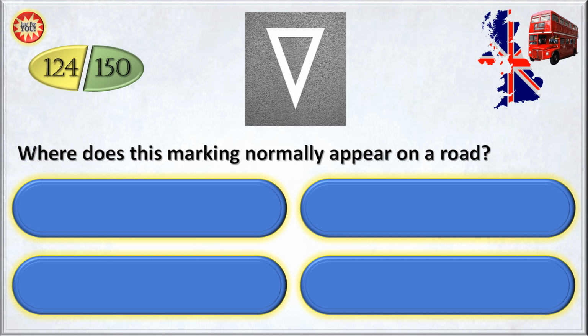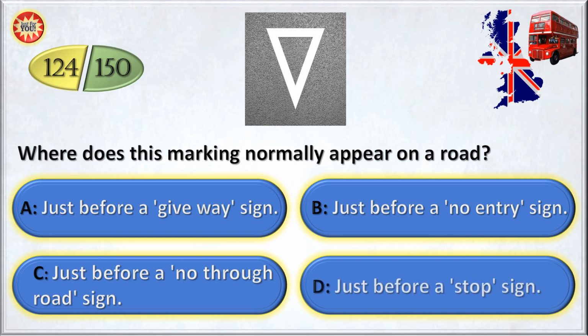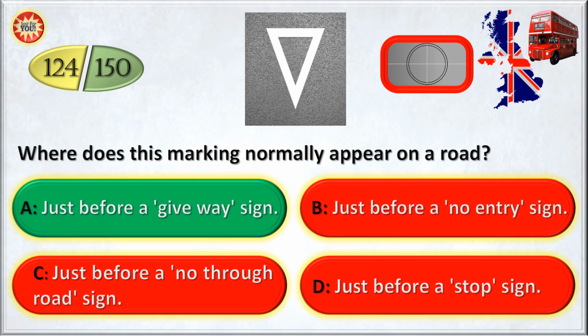Where does this marking normally appear on a road? Just before a give way sign. Just before a no entry sign. Just before a no through road sign. Just before a stop sign. Just before a give way sign.